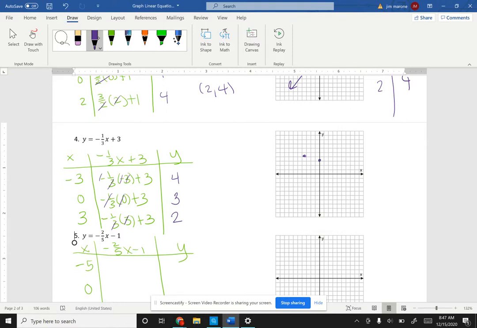So I plot all the points, connect them with a straight line, and you can see that that does make a line.